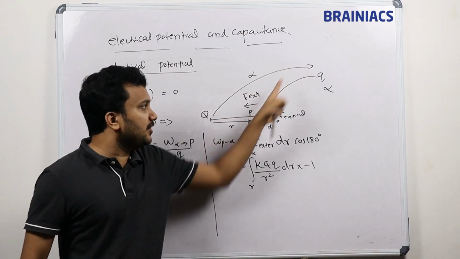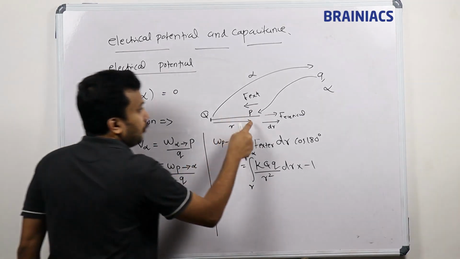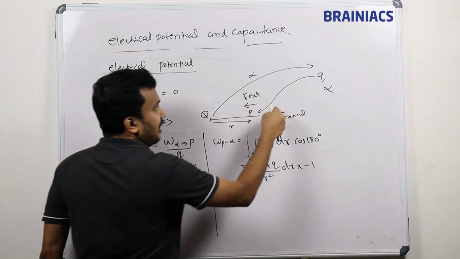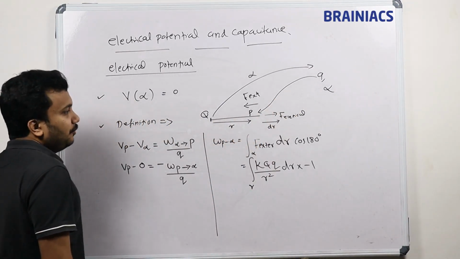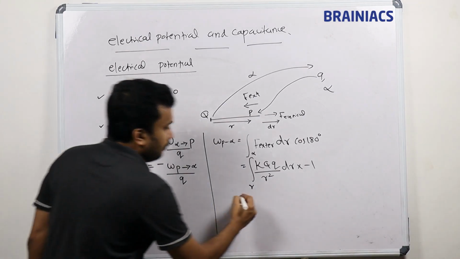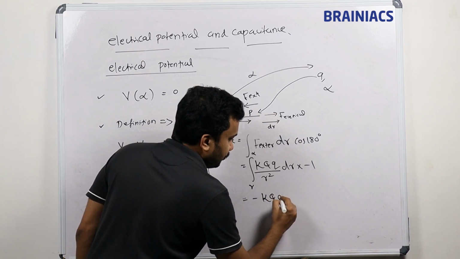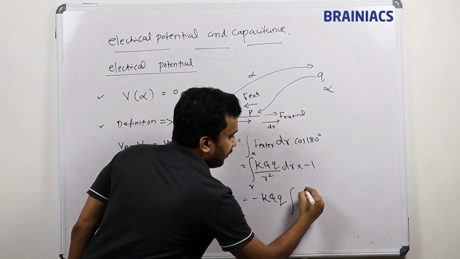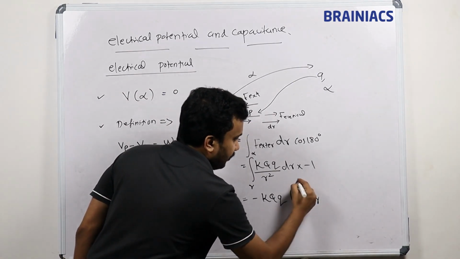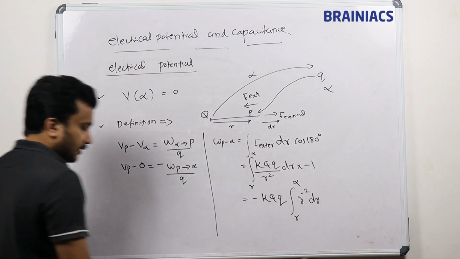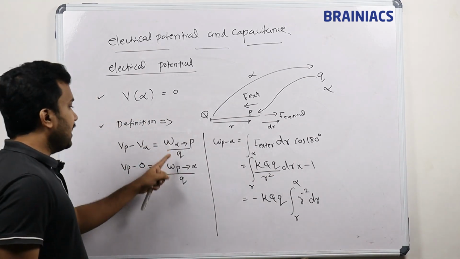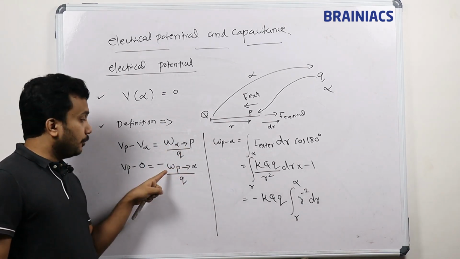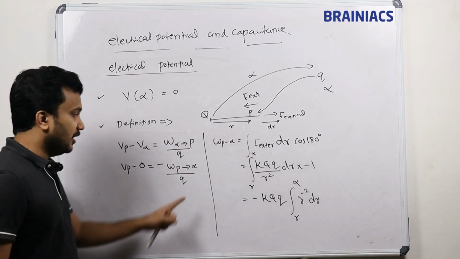From infinity, this charge is brought to this point, so I am going in reverse order. The work is from P to infinity, so the limits are R to infinity. Now we have to integrate these terms. The minus is taken outside: K, capital Q, small q, integral of R power minus 2 dr from R to infinity. Remember this, we actually need W infinity to P, or a minus will be there if you reverse it. So keep it in mind.